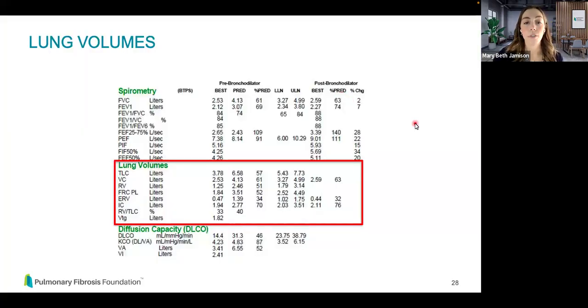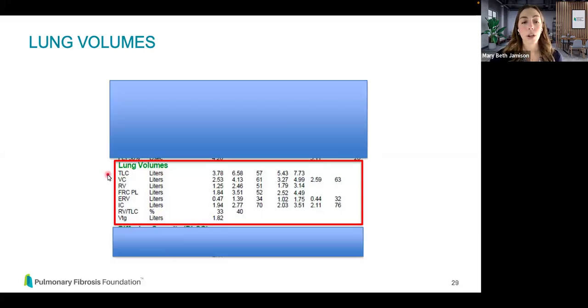Now we're going to get into some lung volume. So again, this is typically on a lot of your reports. This is the second section. And we're really only going to look at one number in this section, and that's the total lung capacity. So in this example, it's the first number here, the TLC, total lung capacity.